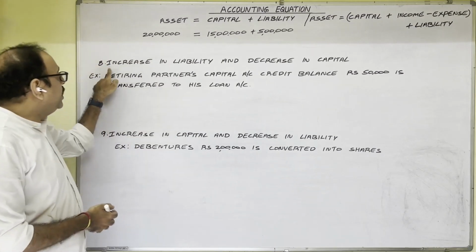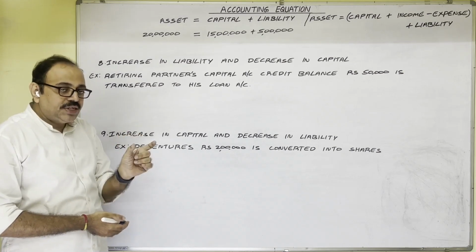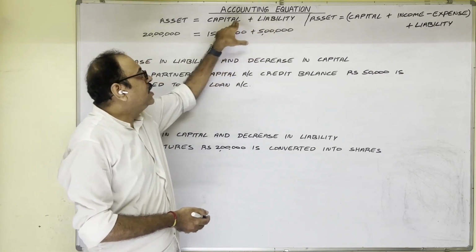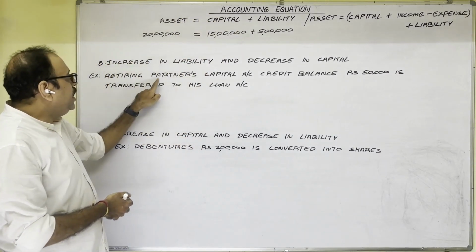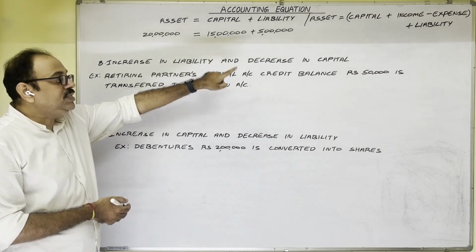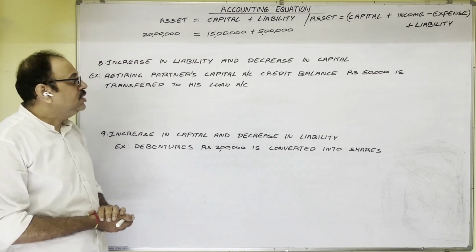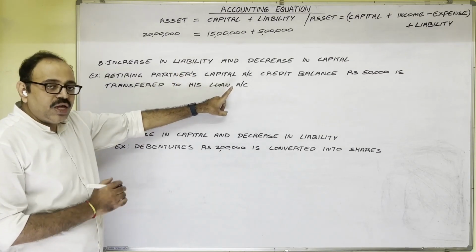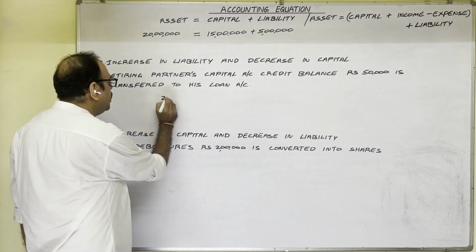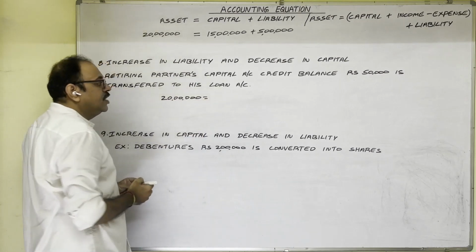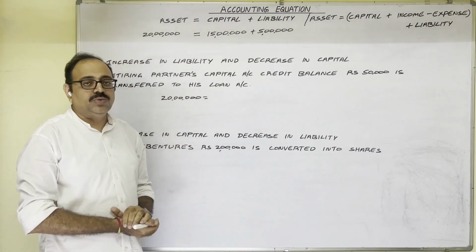Next transaction, the 8th one, increase in liability and decrease in capital. So in one transaction, liability increases, capital decreases. Asset value remains the same. Example, retiring partner's capital account credit balance of 50,000 is transferred to his loan account. So here capital and liability both are affected now. There is no change in assets. So asset value 20 lakh rupees is equal to the retiring partner's capital account credit balance of 50,000.